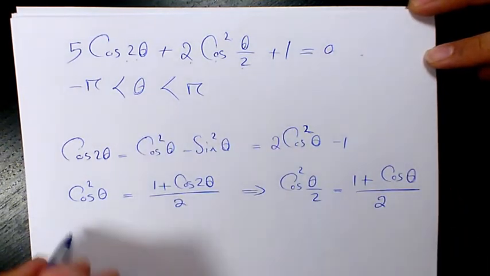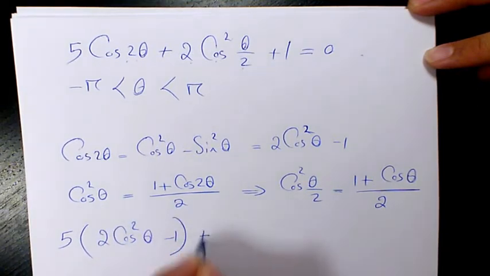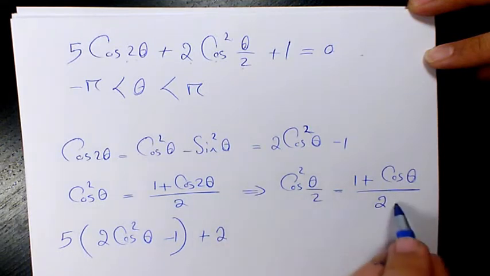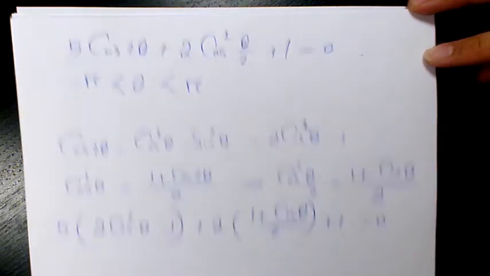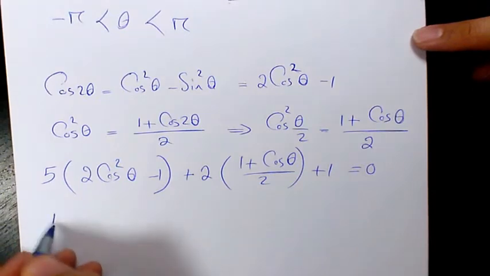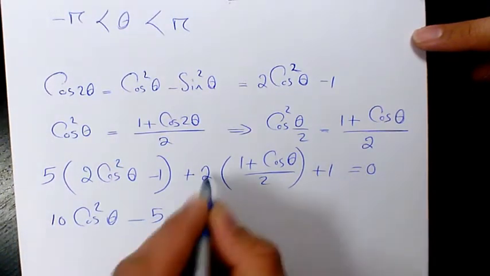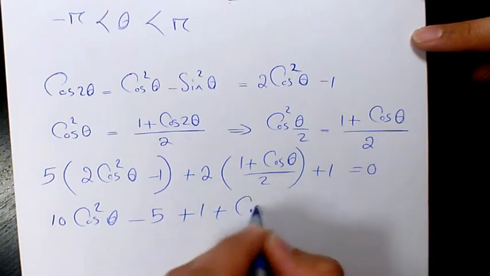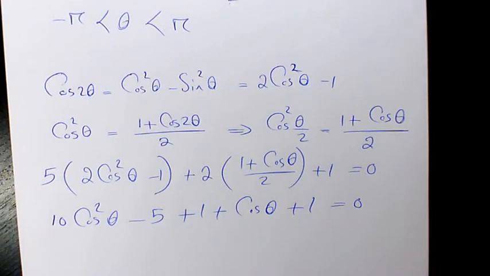So I can rearrange it here. I can write it as 5 times 2 cosine squared theta minus 1 plus 2 times 1 plus cosine theta over 2, plus 1 equals 0, which makes it 10 cosine squared theta minus 5, plus these two cancel out, 1 cosine theta plus 1 equals 0.